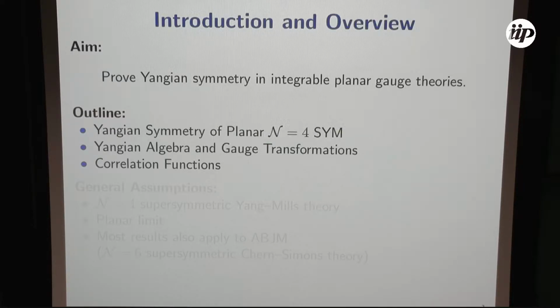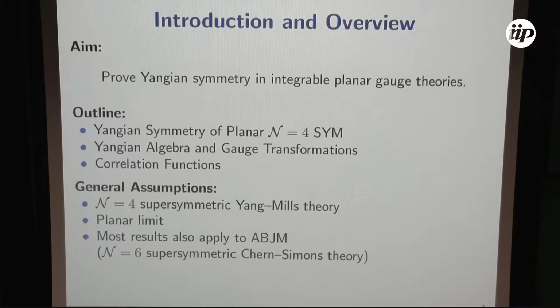And then in perhaps the second part of the talk, I will tell you what implications this may have for the quantum field theory. For example, what these symmetries mean for correlation functions, and maybe if I have time, I can also outline some aspects of the Yangian algebra and how they involve the gauge transformations. But that depends a bit on the time.